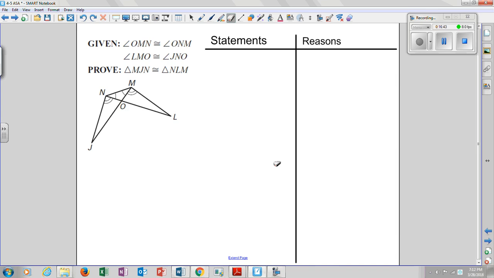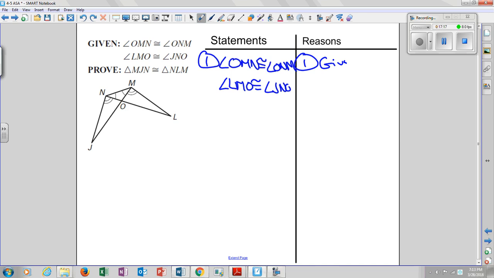Go ahead and write down the next one. We have OMN congruent to ONM. And then I'll just write it under the same step this time. LMO congruent to JNO. And the reason for both of those is that it is given.